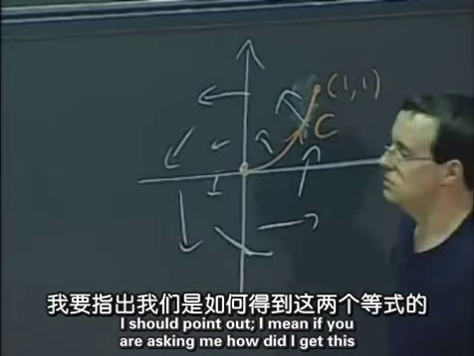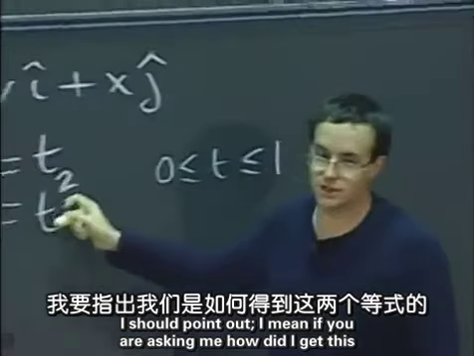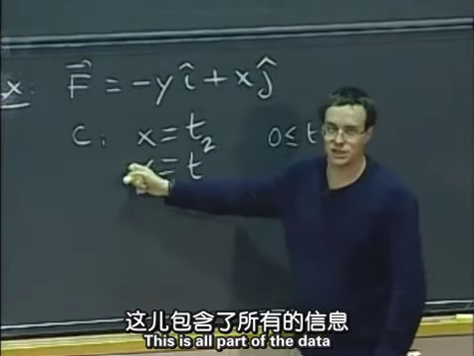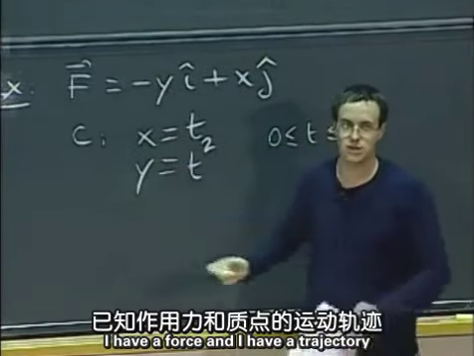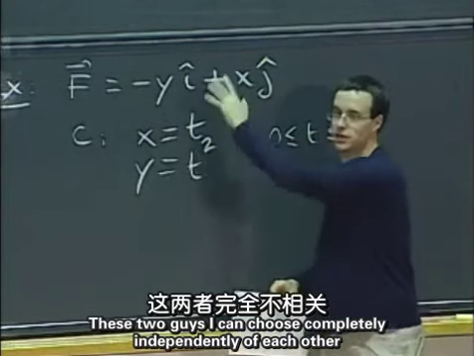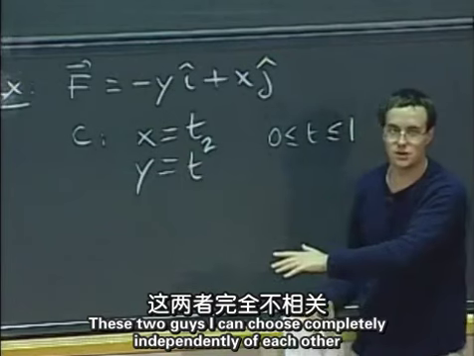I should point out, if you're asking me, how did you get this? That's actually the wrong question. This is all part of the data. I have a force, and I have a trajectory, and I want to find the work done along that trajectory. These two I can choose completely independently of each other.